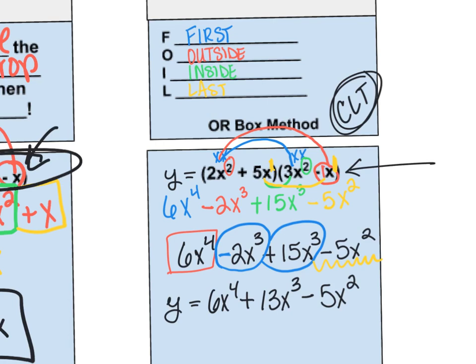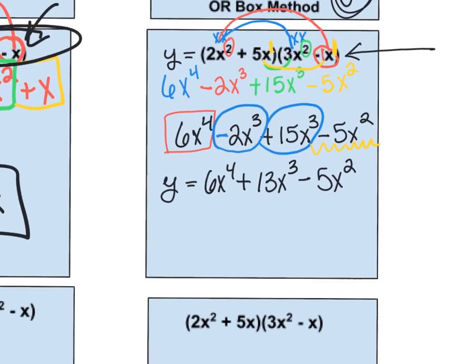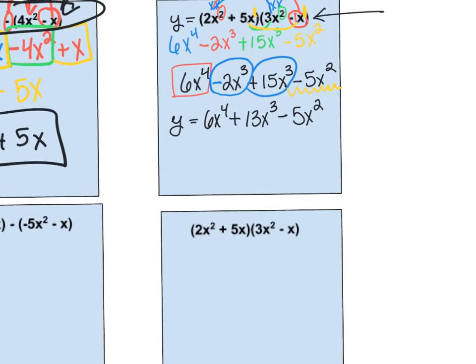They should get the same shape, same line, same y-intercept, same x-intercept, same everything. Okay, so let's go down here and do the same problem but using box method.